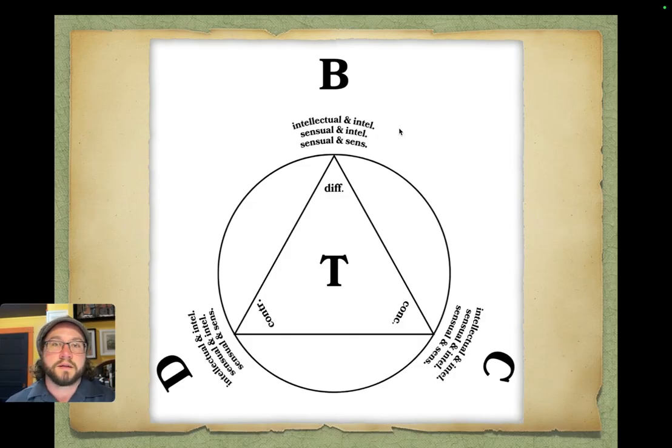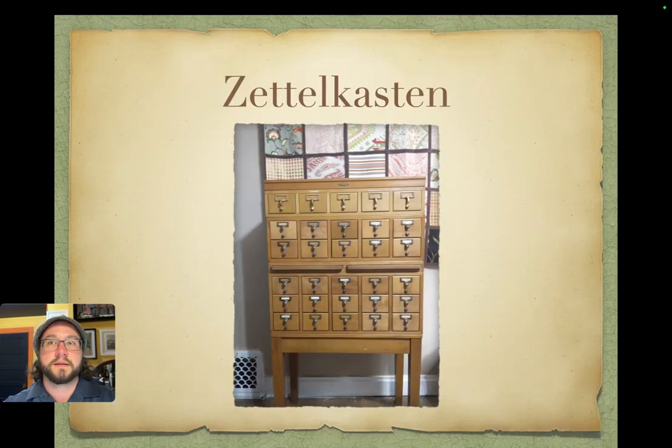So let's move on. In this video, we're going to talk about how to use this triangle with the outer level here of intellectual and intellectual. That means comparing two abstractions to each other and seeing where they are similar, where they're different, and where they might be contrary. Now, to do this, we are going to take a look at something called a Zettelkasten.